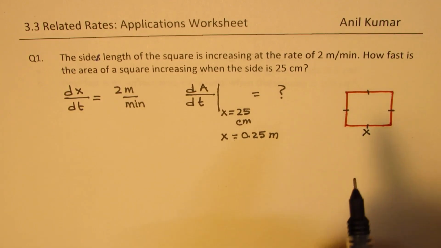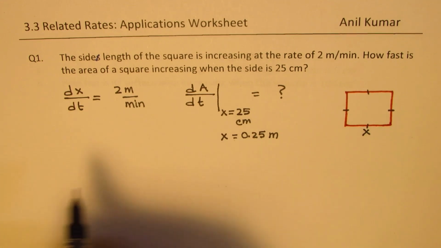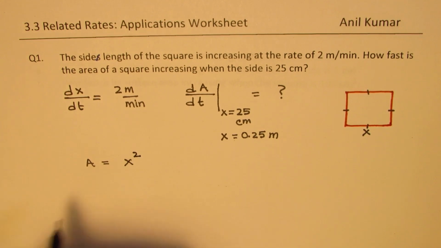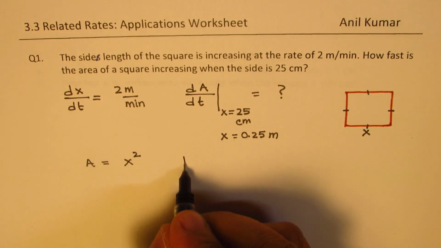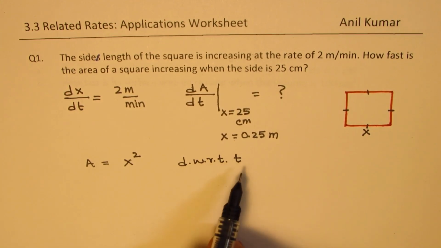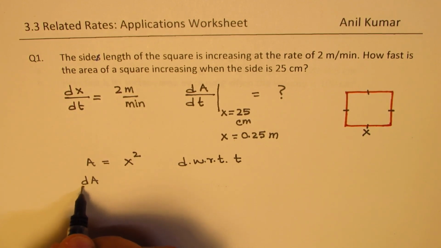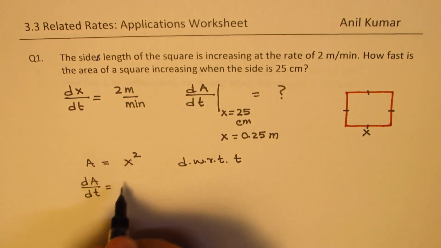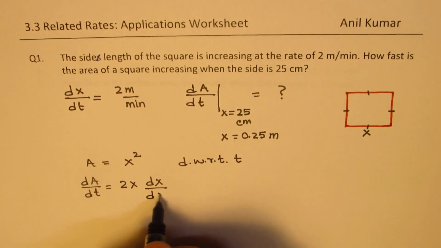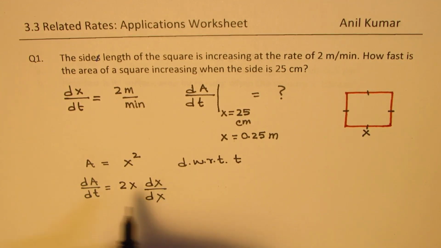Okay. Now we need to see what is the relation between area and the length here. And for a square, we know area is x squared. So that is the relation. Now differentiate with respect to time. So we are differentiating with respect to time both sides. So we get dA/dt equals 2 times x times dx/dt. Perfect. We need to find dA/dt, and we know what it is now since we have differentiated.